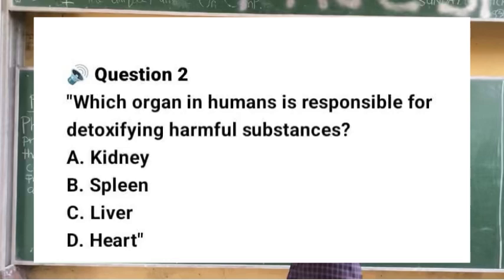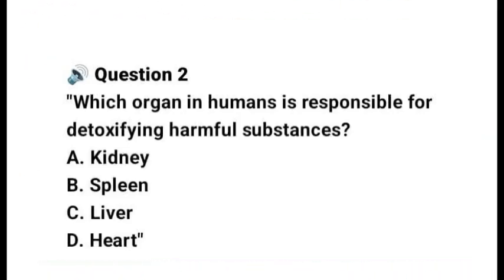Why? Because the liver plays a vital role in detoxification. It filters and breaks down chemical substances like drugs and alcohol in the blood. The kidney only filters waste. Are you getting it now? The kidney filters waste. The spleen filters blood cells and the heart pumps blood. So the correct option here is what? The liver.